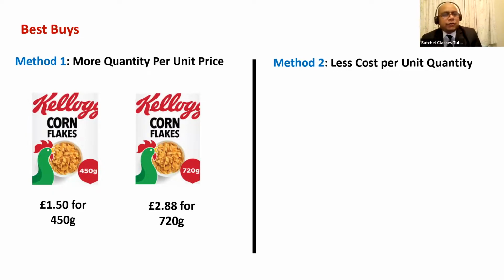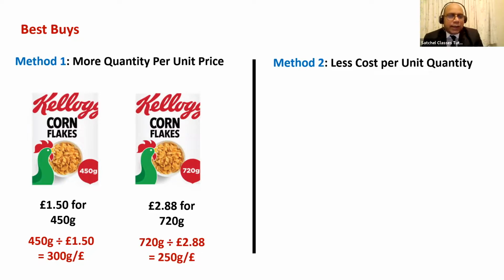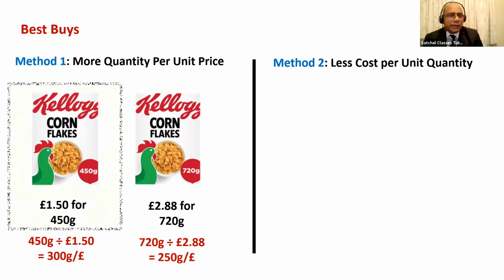For that, I need to do 450 divided by 1.50 in the first case. So there you go, I get 300 grams per pound. And for the second one, I'll have to do 720 divided by 2.88 and I get 250 grams per pound. So which one do you think is a better deal? Clearly, in the first case, you're going to get 300 grams for every pound you spend, whereas in the second case, you're only going to get 250 grams for every pound you spend, which means it's a no brainer, right? It's the first deal which is a better deal in this case.